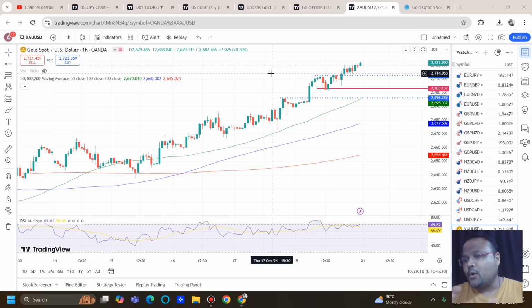Because fundamentally, we don't have any technical reason that will bring a trend reversal on the chart of gold. Yes, there may be some technical corrections in between, but technical correction and reversal both are different things.